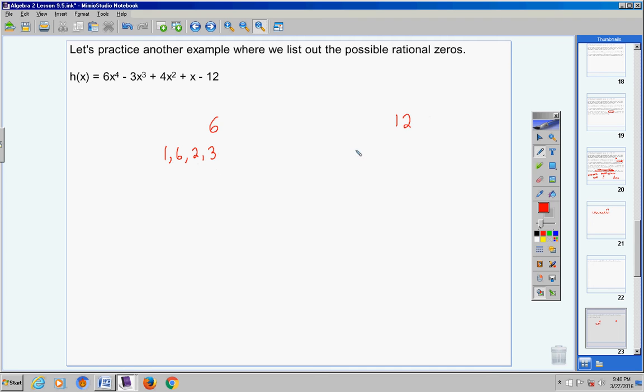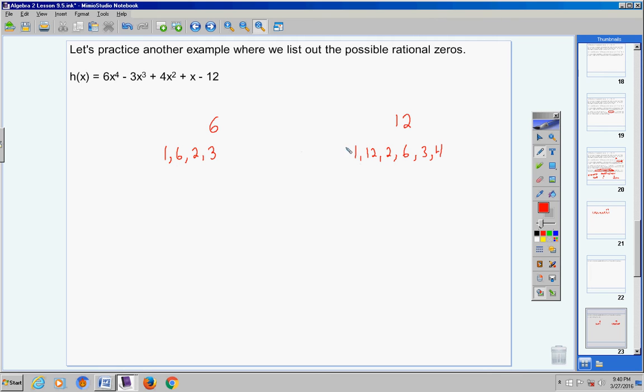Now 12. 1 times 12. 2 times 6. 3 times 4. There we go. 12 has 6 factors. Now, here's where it gets really tough, okay? We're going to take each one of these numbers and put them on top of each number over here. So please watch how I do this.